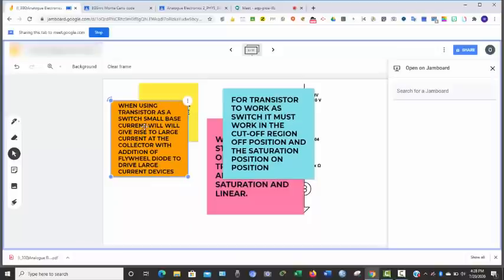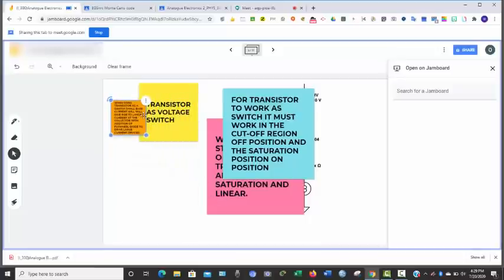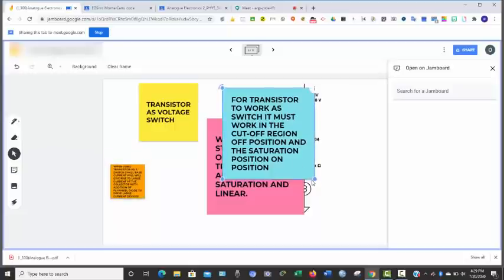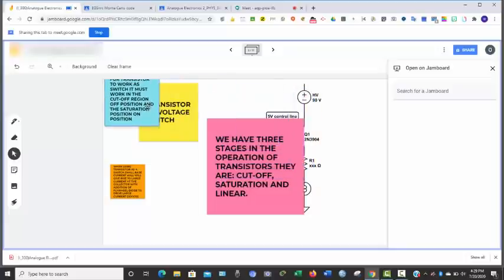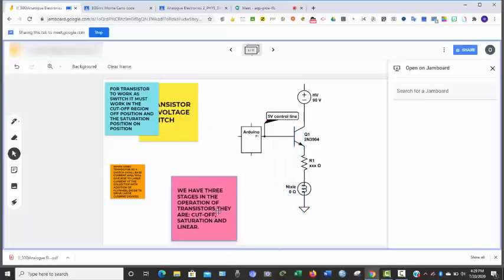When using a transistor as a switch, a small base current will give rise to a large current at the collector, with the addition of a flywheel diode to drive large current devices. What you are simply saying is that in the case of a transistor, for it to work, we need a voltage at the base, and we need a current at the base, and that current is usually small, and that small current will give us a large current at the collector region.